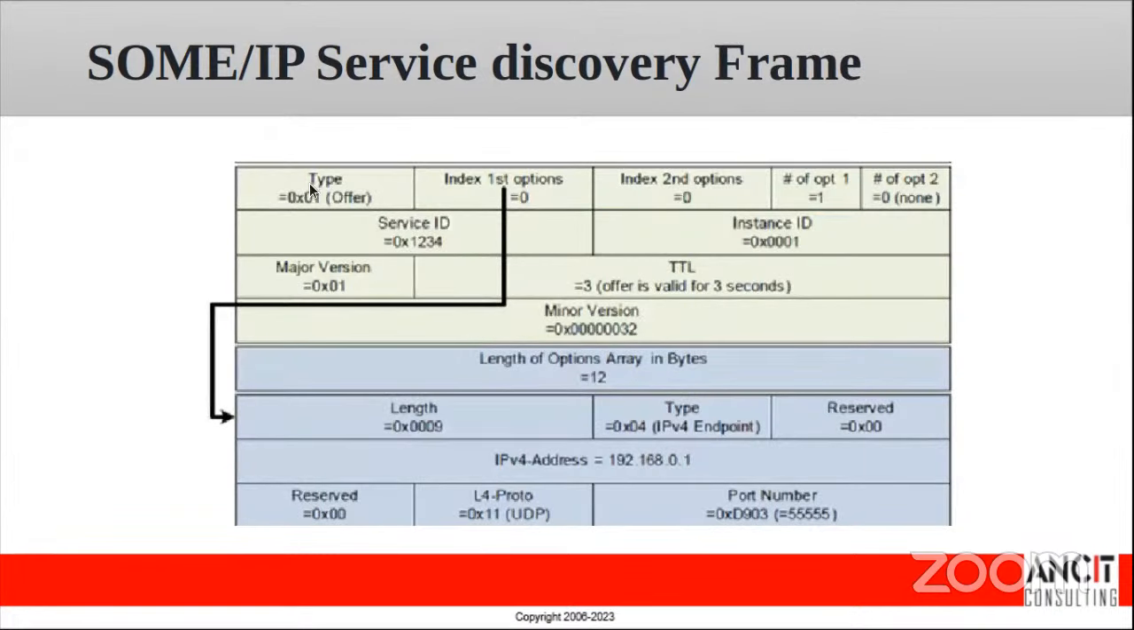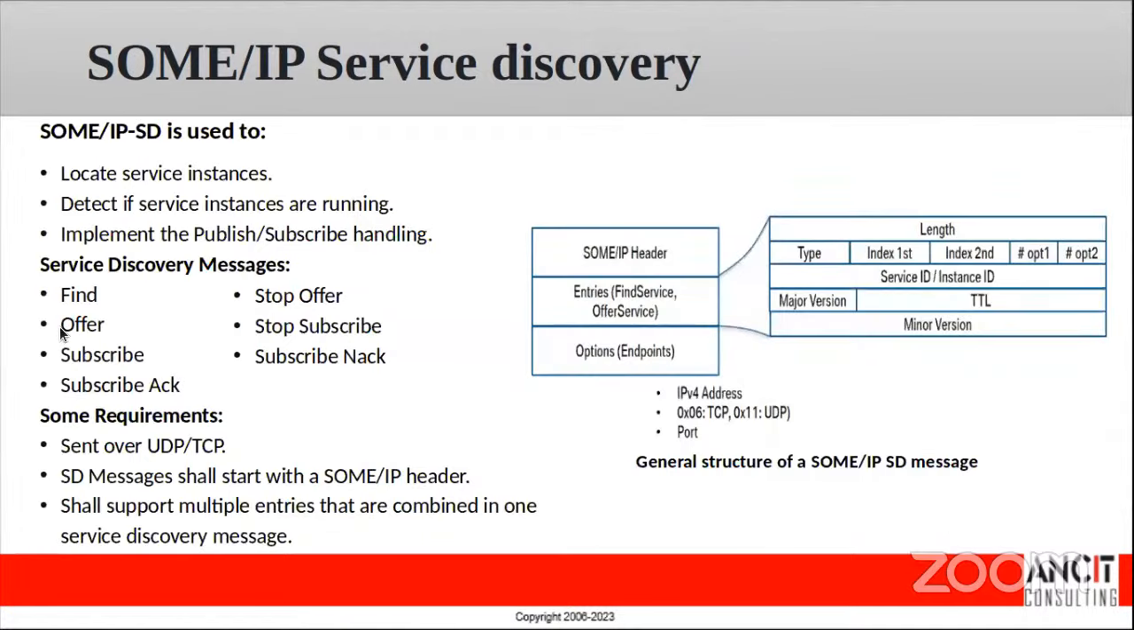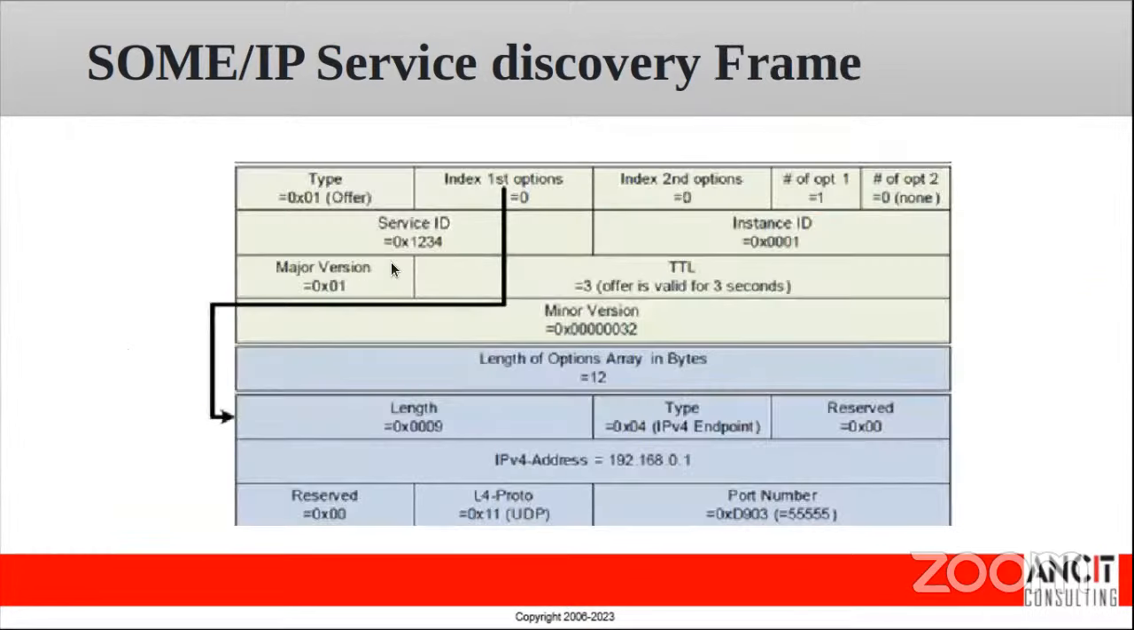Here, configuring time, what will we do here? What is the type? We are updating 0 and 1. 1 means offer, 0 means find. These are the predefined values. I updated with 0 and 1. 1 means service, it's the offer. I updated 0 here, which means I'm finding some services. This is the meaning here.